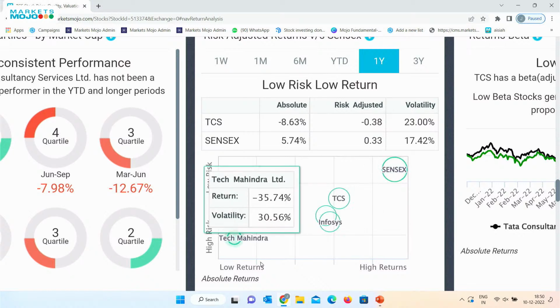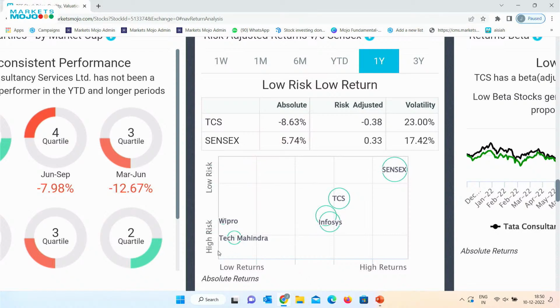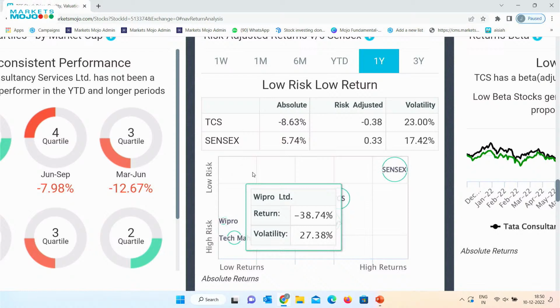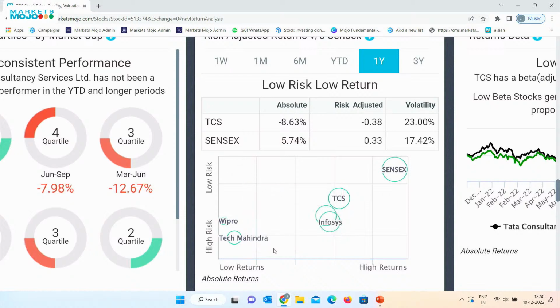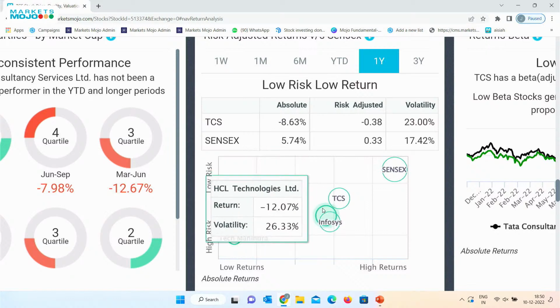So if you see this particular graph, Tech Mahindra is a company which has high risk and low returns. This is as per past performance. You can see Wipro over here. Even Wipro has high risk and low returns. So if you're looking at companies from the IT sector, you know that these two companies have not performed well because even with high risk, they are giving low returns. Our goal is to go this side, upwards.